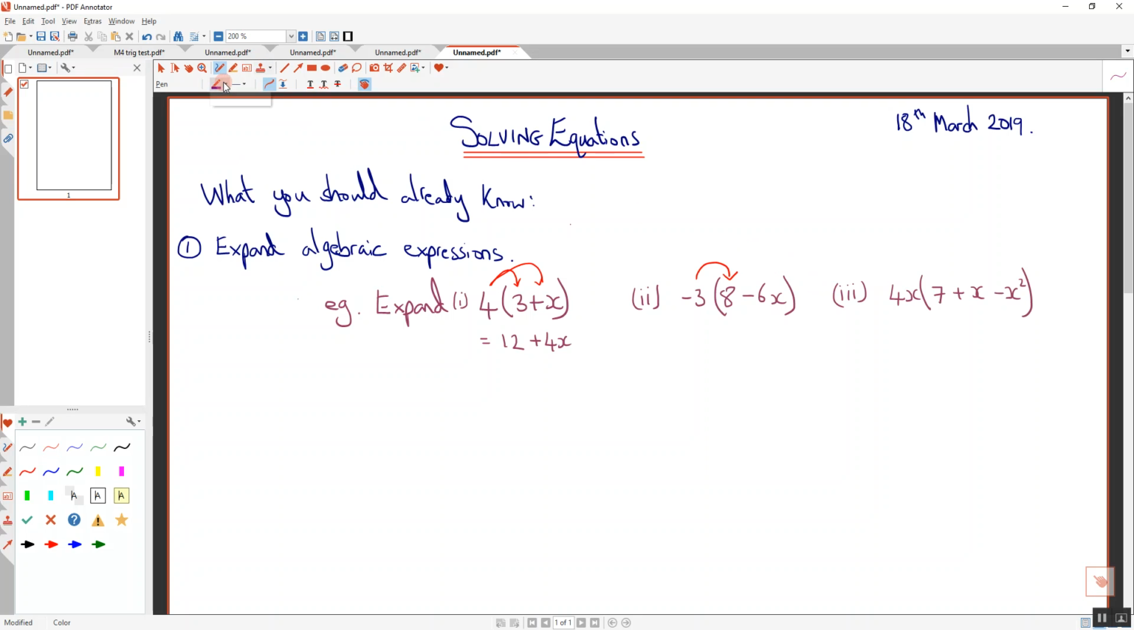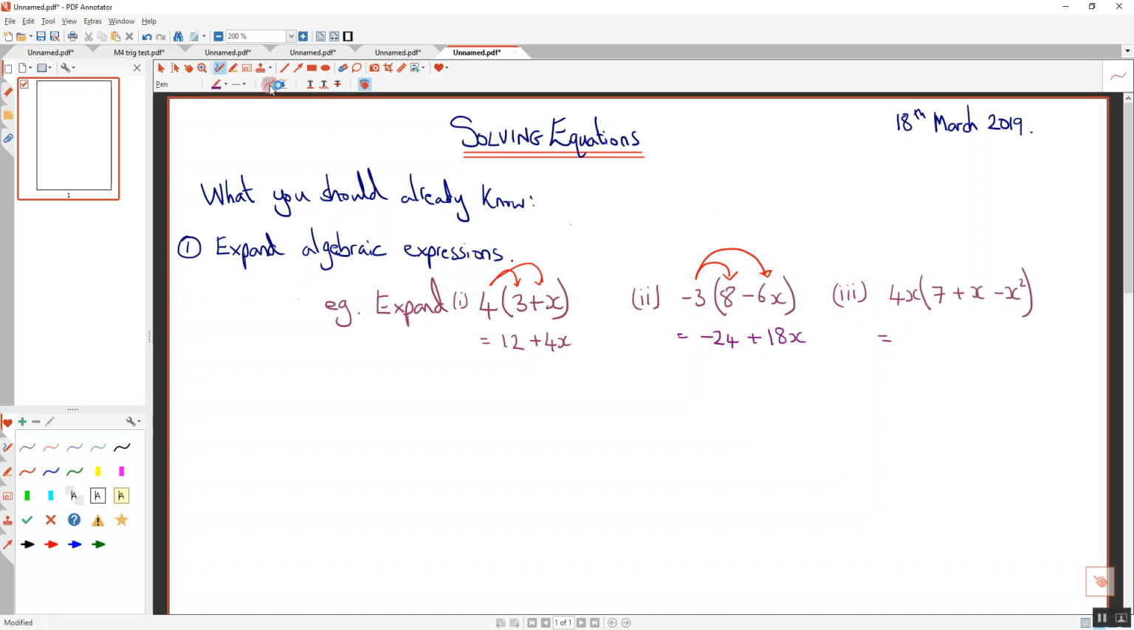So what about the next one then, Ian? So negative 3 times 8, I believe that'd be negative 24. It would be, yes. And then negative 3 times negative 6x would be positive 18x. Good, I like it. You've got your negative times a negative, you didn't forget about it, which gives me a positive. 18x, excellent, nice.